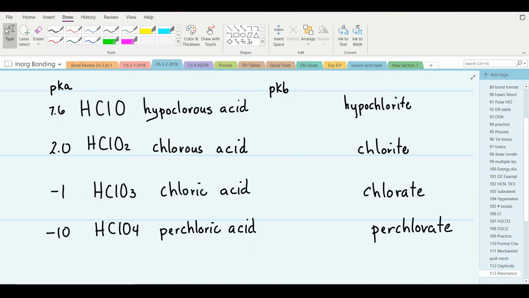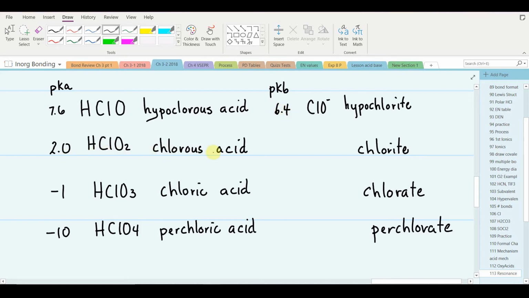Let's take the chlorine oxyacids. Hypochlorous acid, HClO, is a weak acid with a pKa of 7.6. When it loses a hydrogen ion, its conjugate base would be hypochlorite, whose formula would be what? ClO minus. What's the pKb? 14 minus the pKa. 14 minus 7.6 is 6.4.